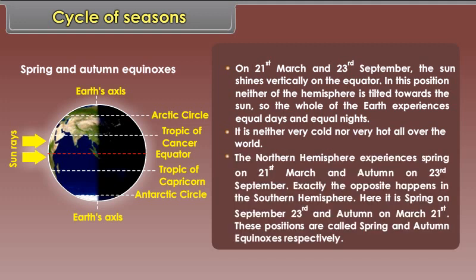The northern hemisphere experiences spring on 21st March and autumn on 23rd September. Exactly the opposite happens in the southern hemisphere. Here it is spring on September 23rd and autumn on March 21st. These positions are called spring and autumn equinoxes respectively.